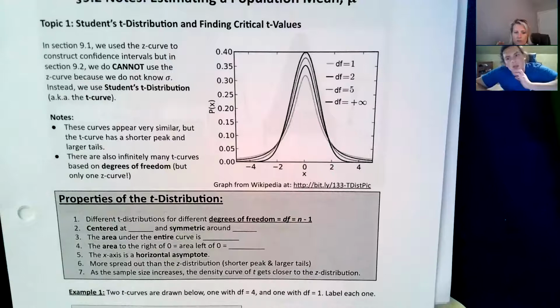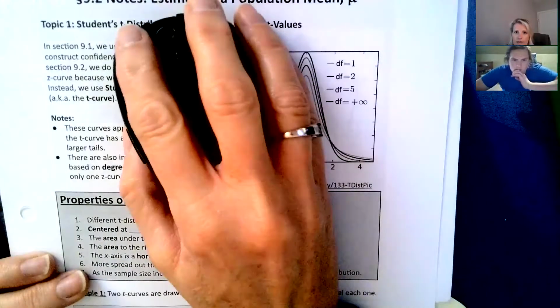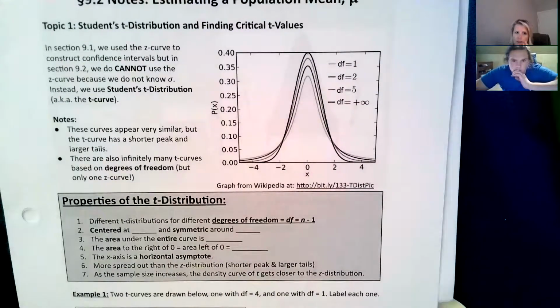To make a confidence interval, we have to have the sample mean, and we also have to have the sample standard deviation, and they're two different things. And so because of that, we have to have this t-curve that's slightly different and slightly kind of smaller and compressed than the normal curve.